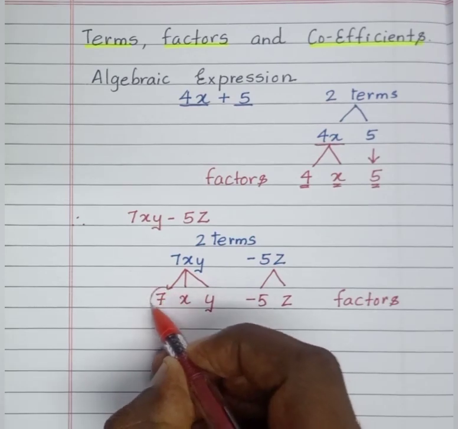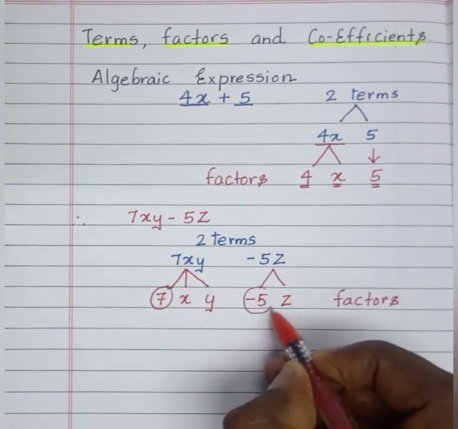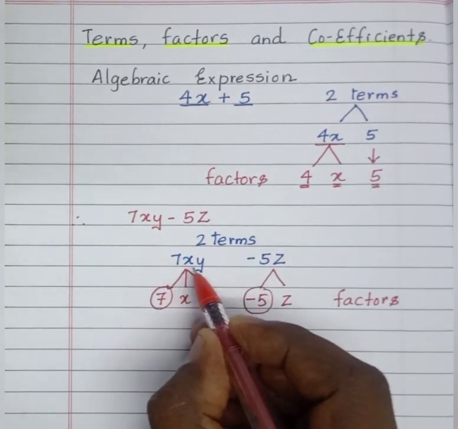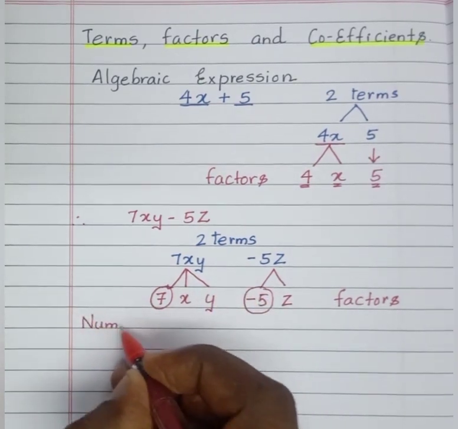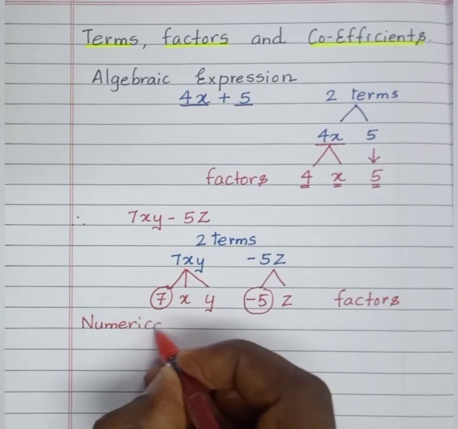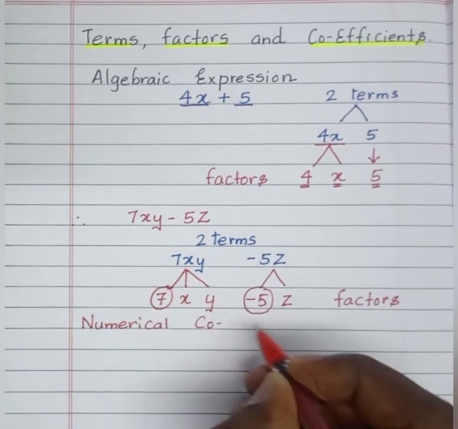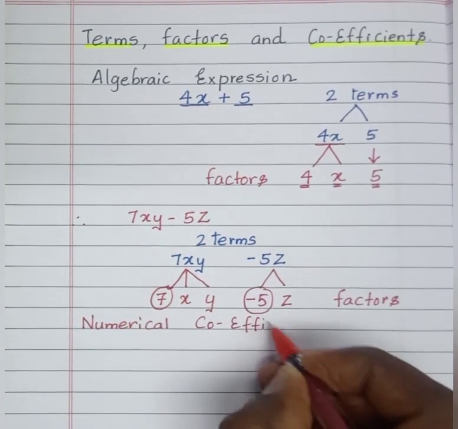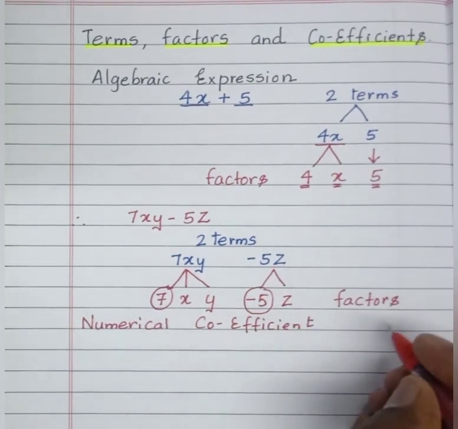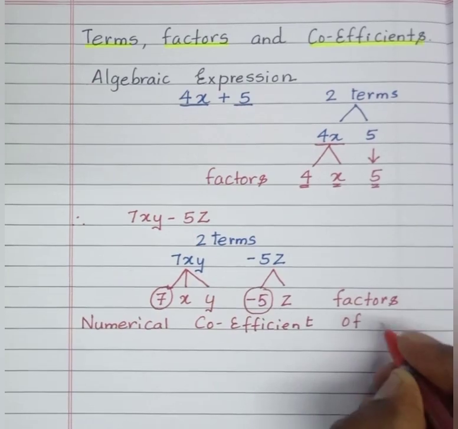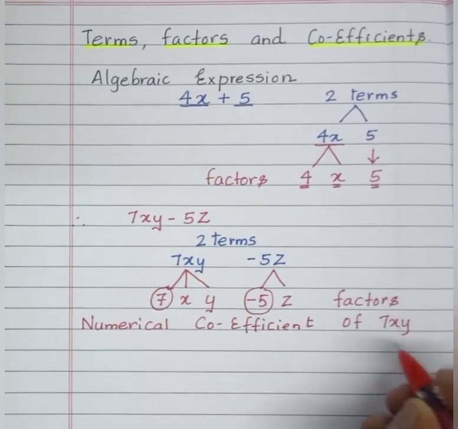Now if you observe in the term, what is the number we have? In the first term we have the number 7. In the second term we have the number minus 5. Now we will understand what we mean by numerical coefficient. Numerical coefficient is nothing but the numbers in the term.